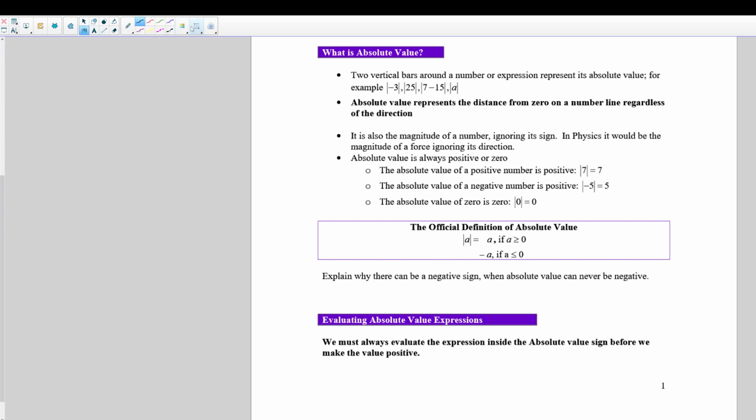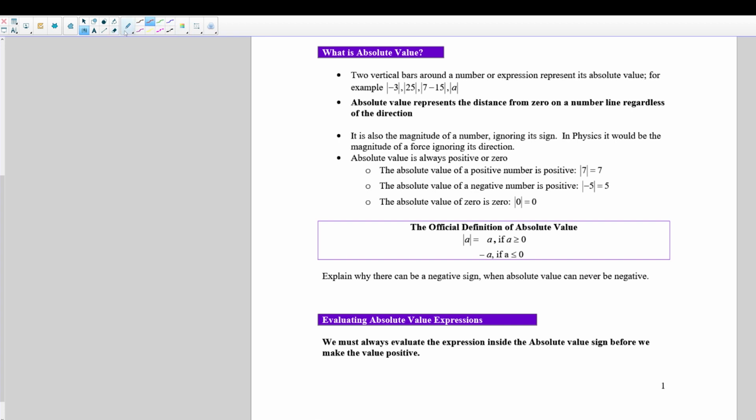Well, when we have these vertical bars around a number or expression, it just means that we're looking at the absolute value. So here we would say for this first example that we're looking at the absolute value of -3, absolute value of 25, absolute value of 7 minus 15, and the absolute value of a.